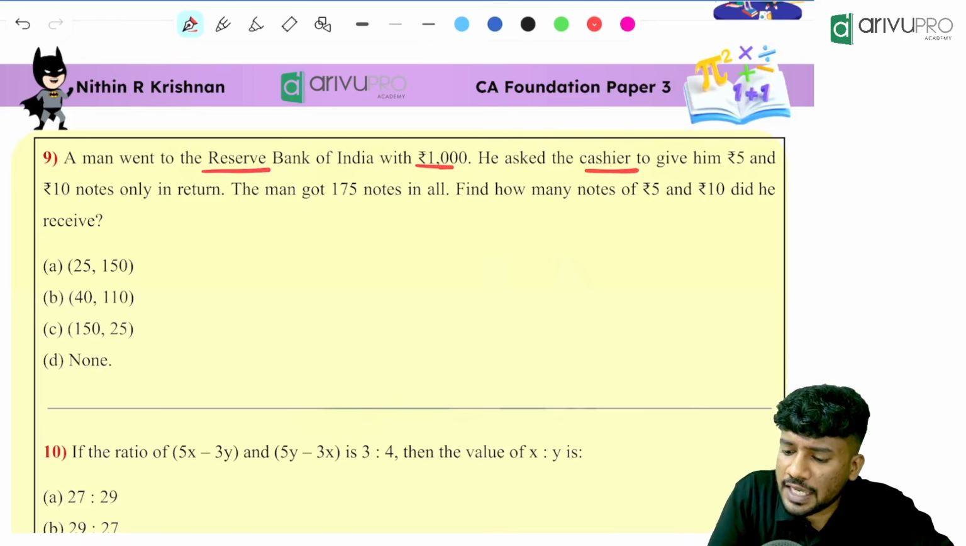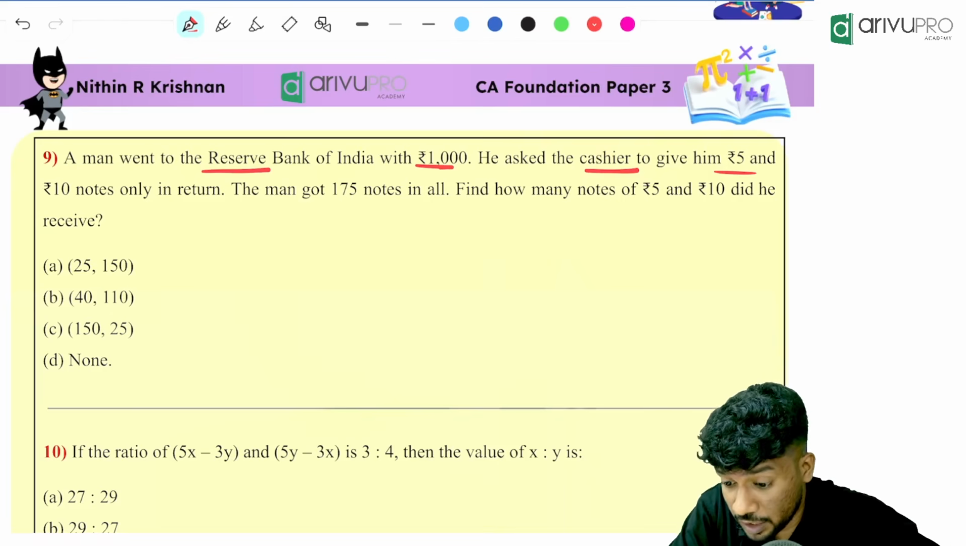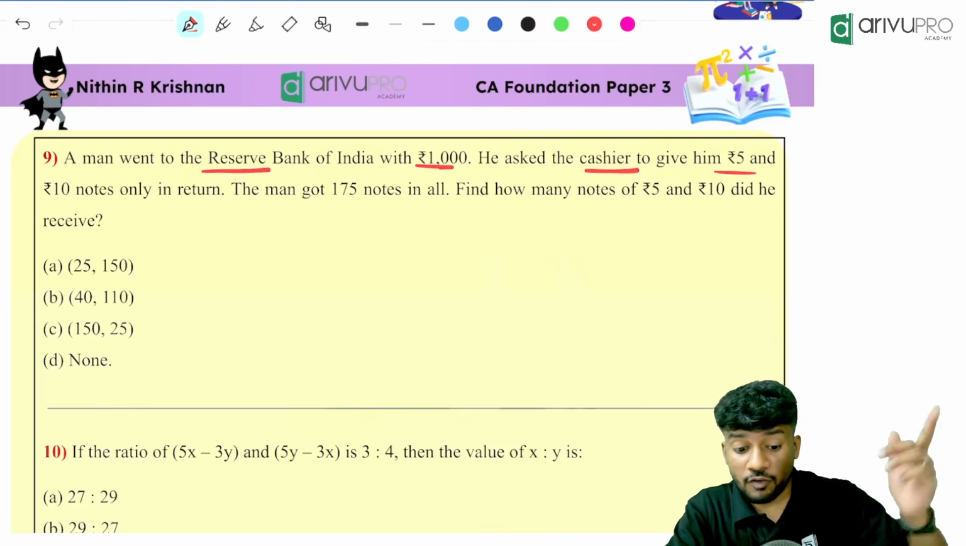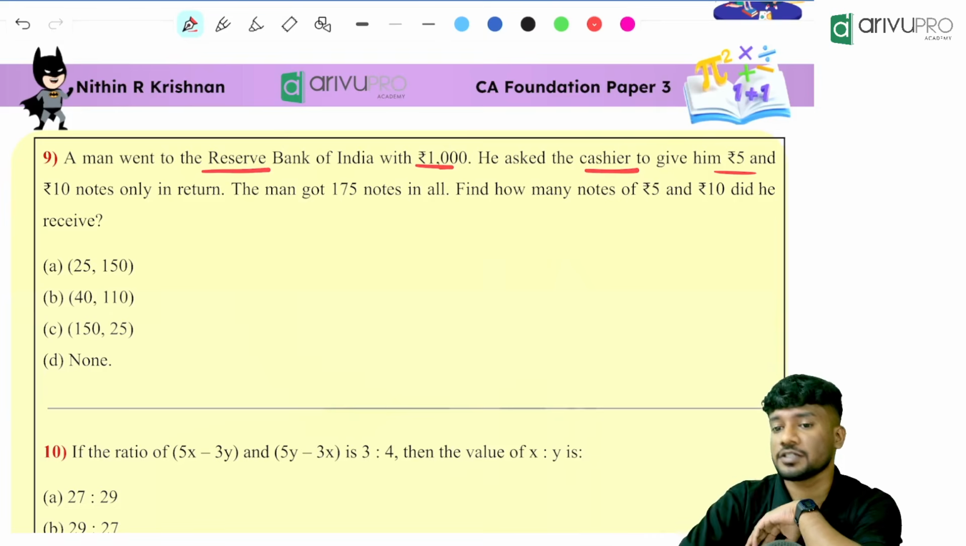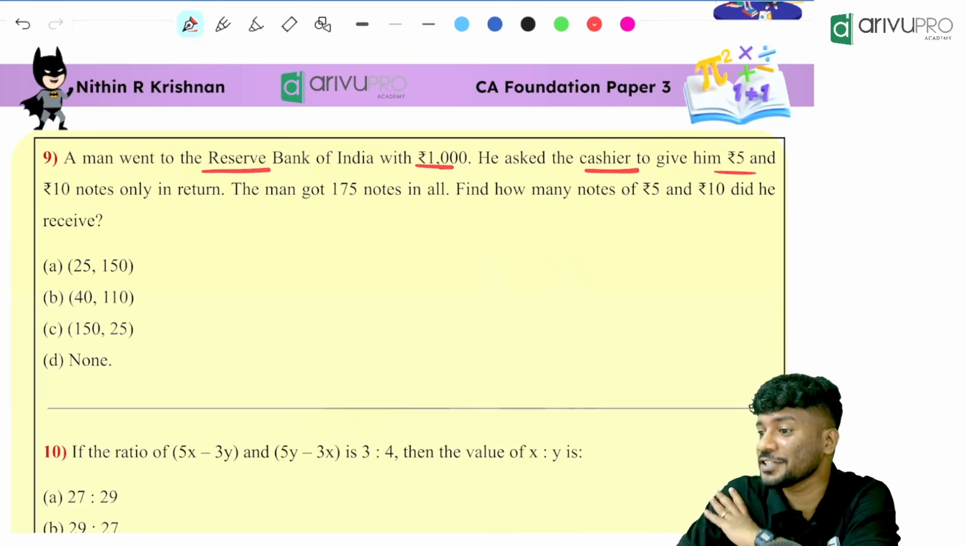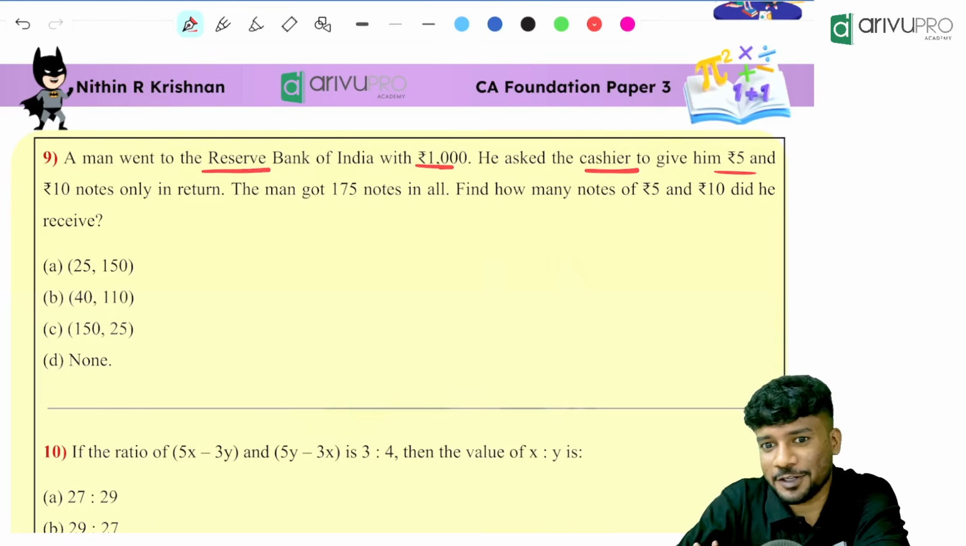He asked the cashier to give him 5 rupee and 10 rupee notes in return. Okay, he is going to the Reserve Bank for change. Is it possible for a normal Indian to go to the Reserve Bank and get change? No, banks can do it, not citizens.